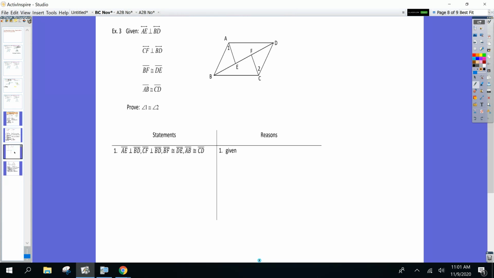You're trying to prove angle 1 congruent to angle 2. Get in the mindset. Angle 1 and angle 2 aren't congruent unless you prove the triangles congruent. Good job, everyone. So you got to find a pair of triangles that contain angle 1 and angle 2 and prove them congruent. Because you know this is going to end with CPCTC somehow.